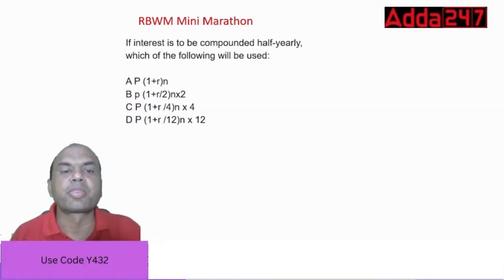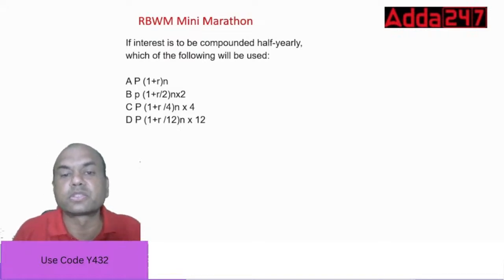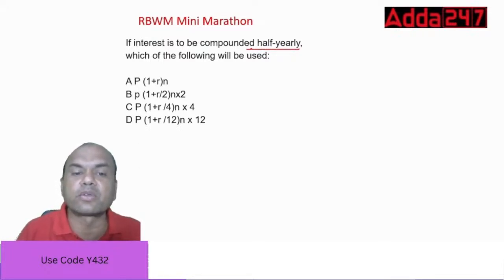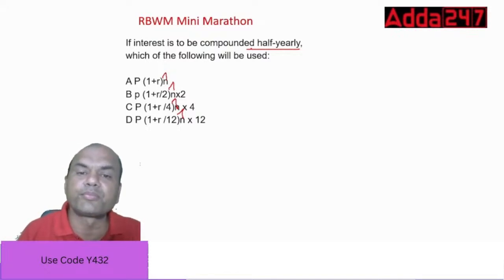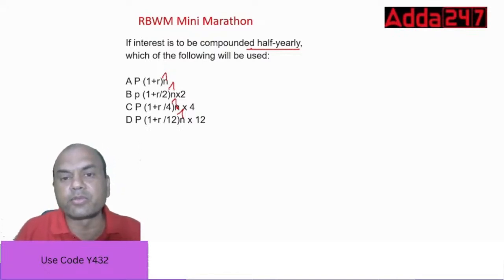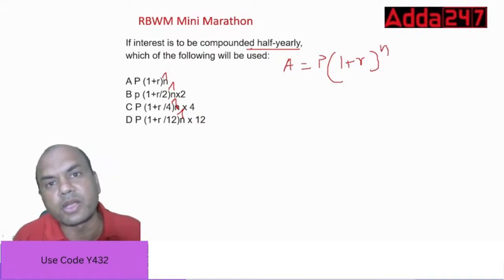Second one. If the interest is to be compounded half yearly, which of the following is used? Compounded half yearly. So P into 1 plus R raised to n. Consider everything over here as raised to n, raised to n into 2, raised to n into 4, raised to n into 12. Now we want half yearly. What is the formula first? A equals P into 1 plus R raised to n. This is the basic formula for compound interest.